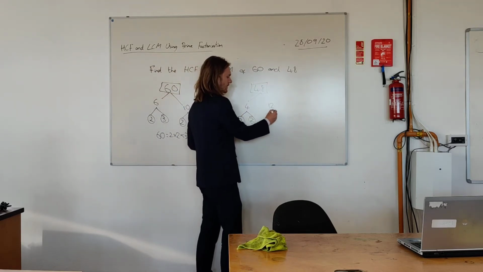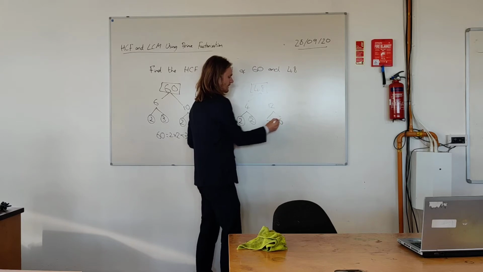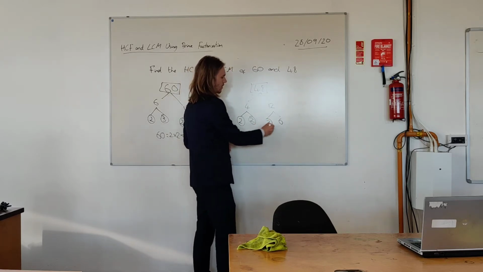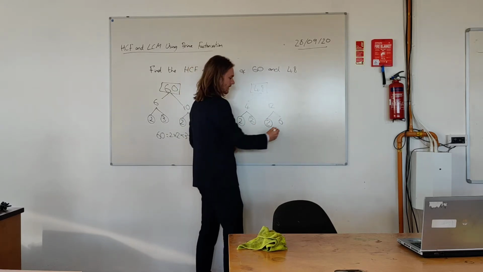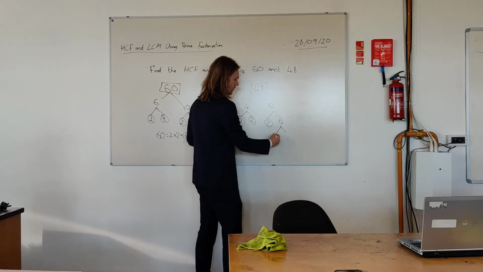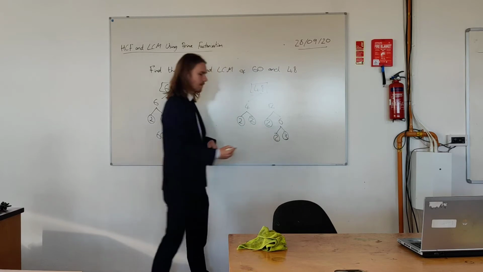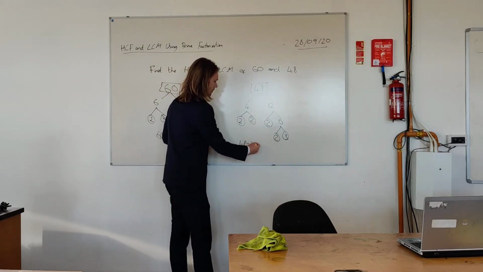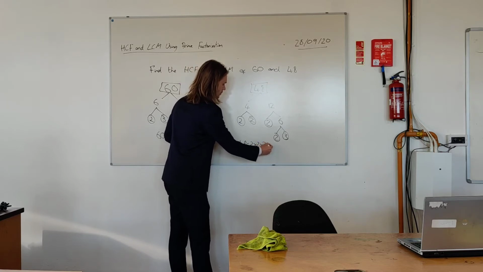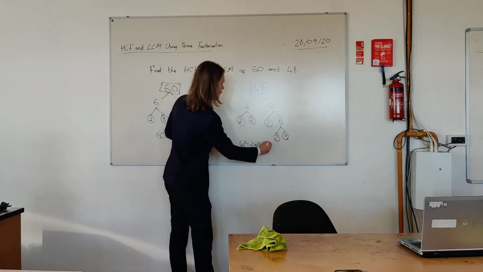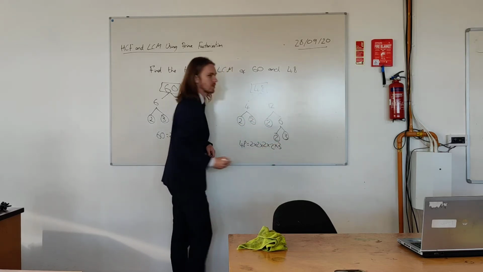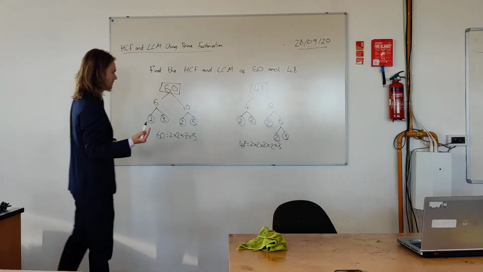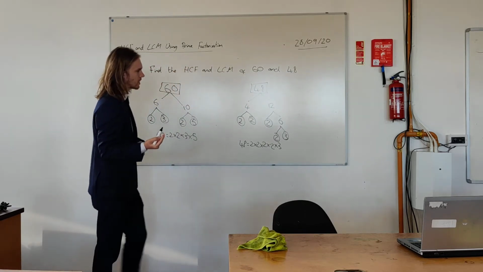12 could go a few different ways. I might do 2 and 6. Well, 2's prime, but 6 isn't, so I'm going to keep breaking it down. And 6 I can do into 2 and 3, and they're both prime, can't break them down anymore. So 48 is going to be 2 times 2 times 2 times 2 times 3. So that's step 1. Now step 2 is the cool bit.